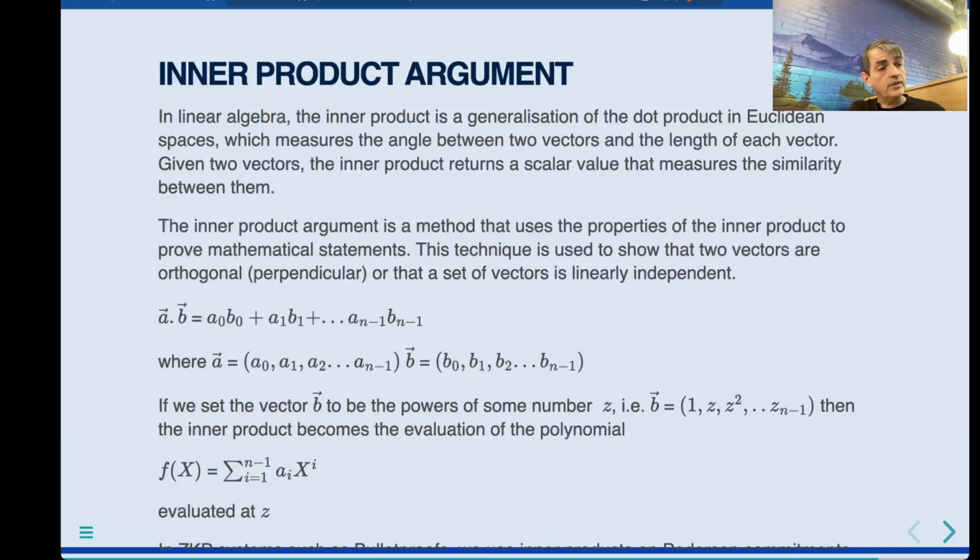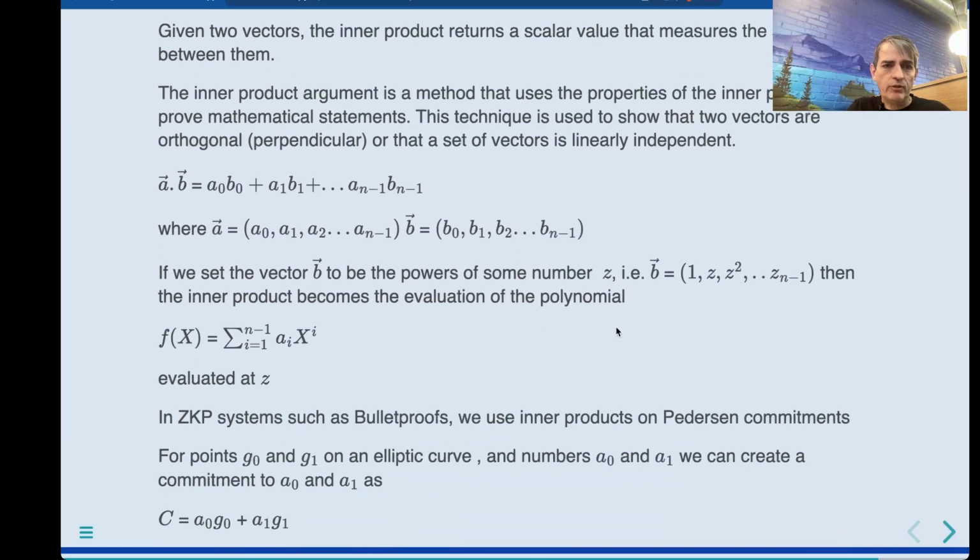This takes two vectors and returns a scalar. So we start off with a set of numbers, or two sets of numbers, and this inner product will give us one number as a result. And it's a way to see what sort of relationship these vectors have with each other. Maybe they're completely independent, or maybe they're related in some way. And this is shown to us by the inner product argument. So that's what inner product means generally.